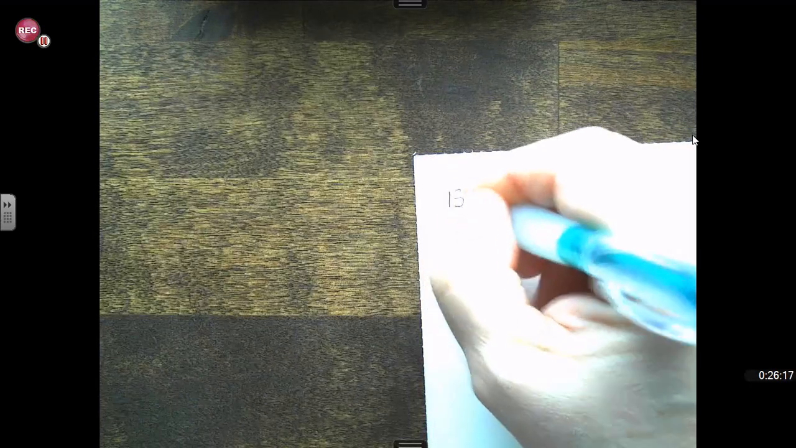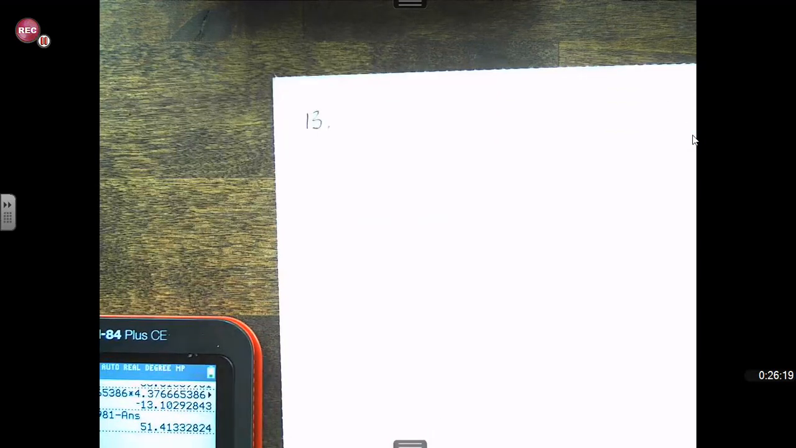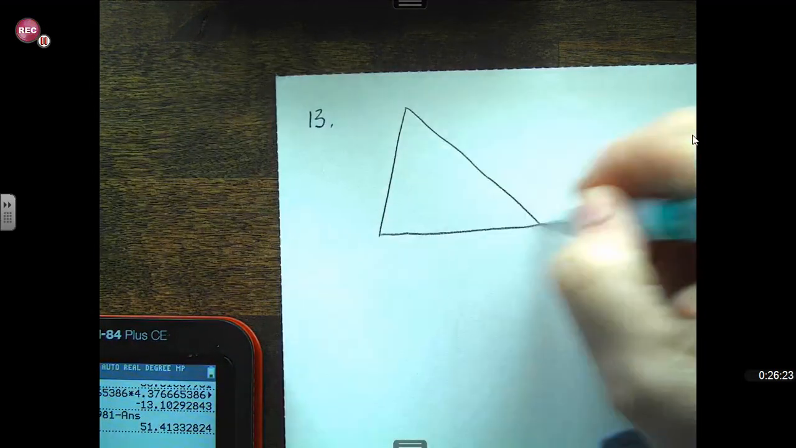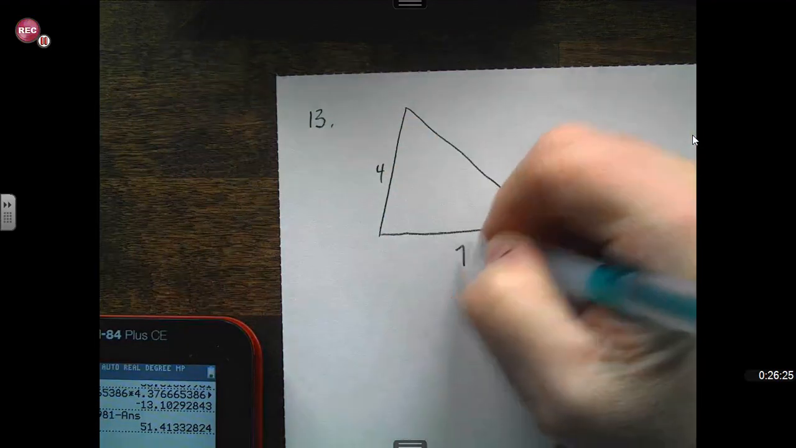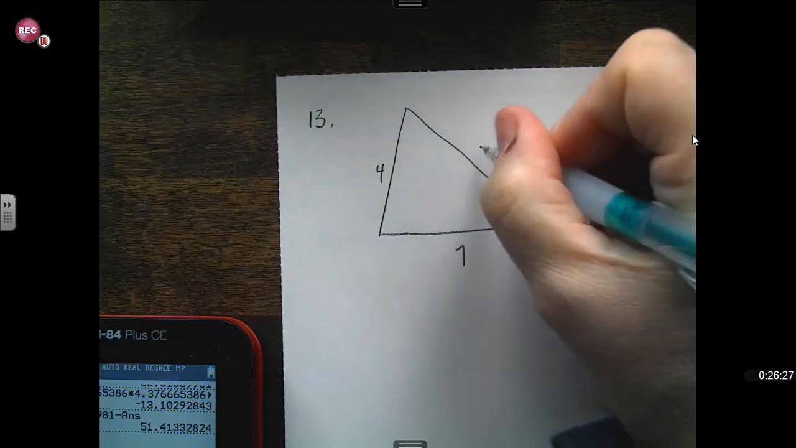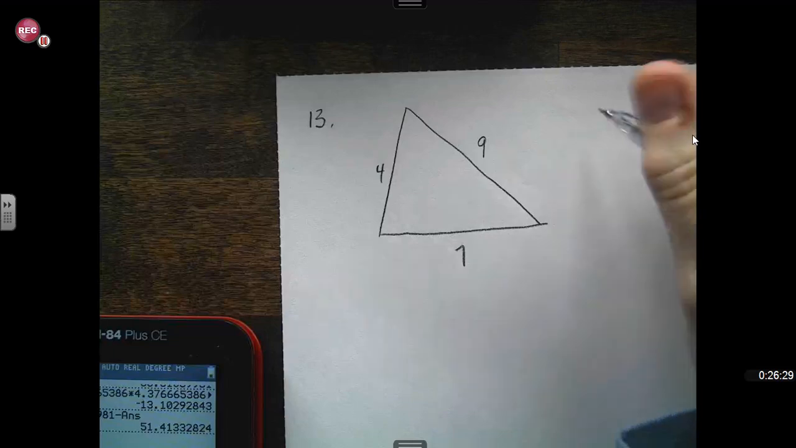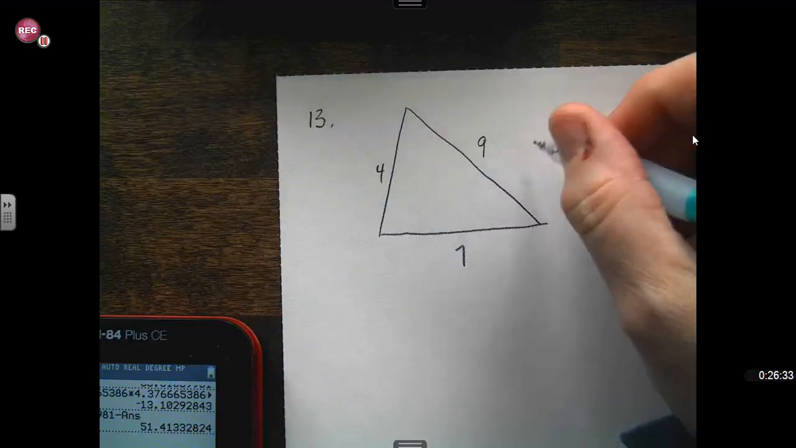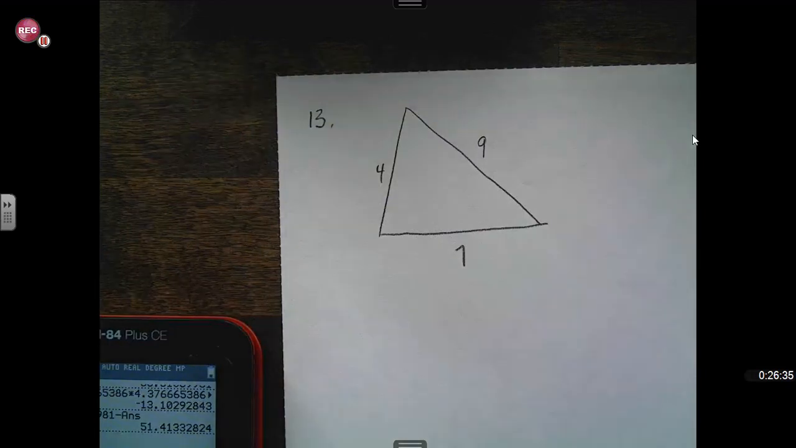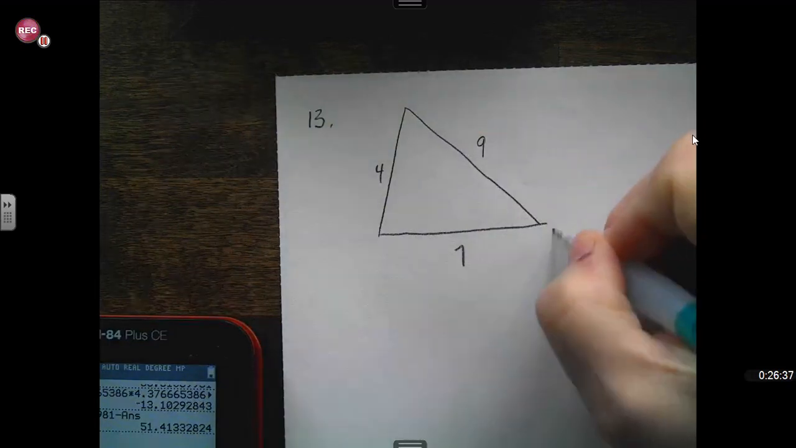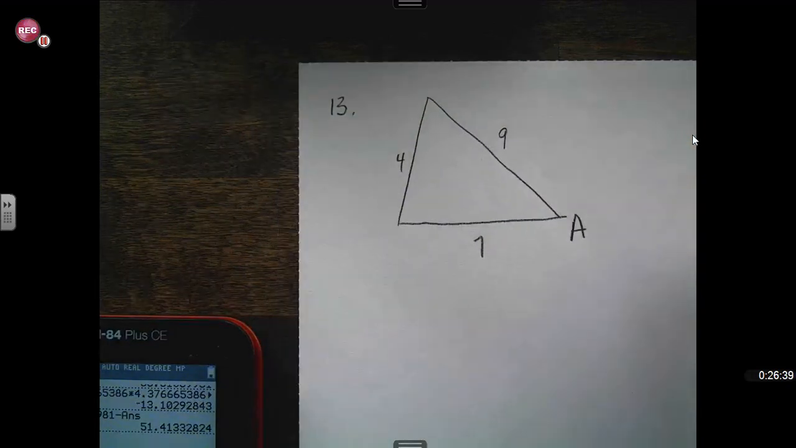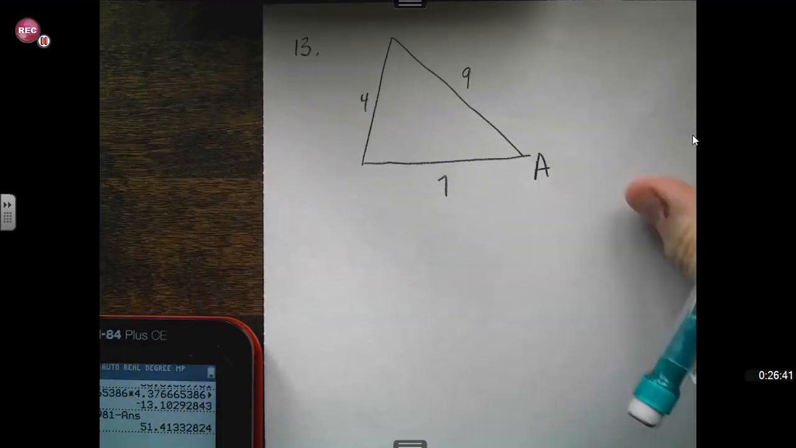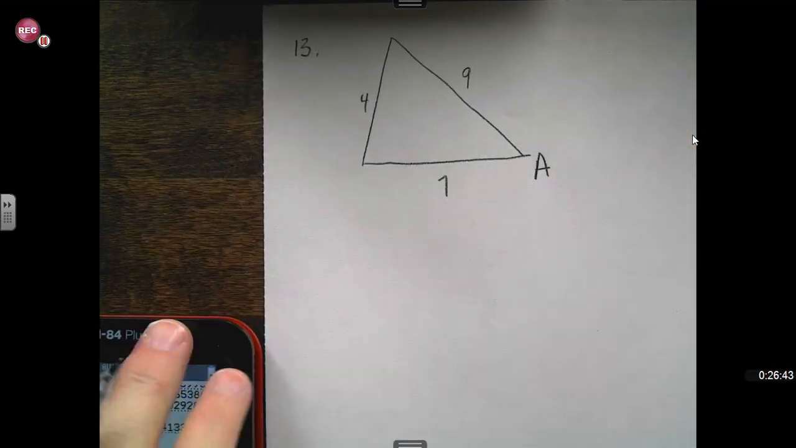And then lastly, a triangle has sides 4, 7, and 9. No 8 in there. What is the smallest angle? So the smallest angle is opposite the smallest side. So that's going to be this angle over here. We'll call it A. And this is definitely a law of cosines problem.